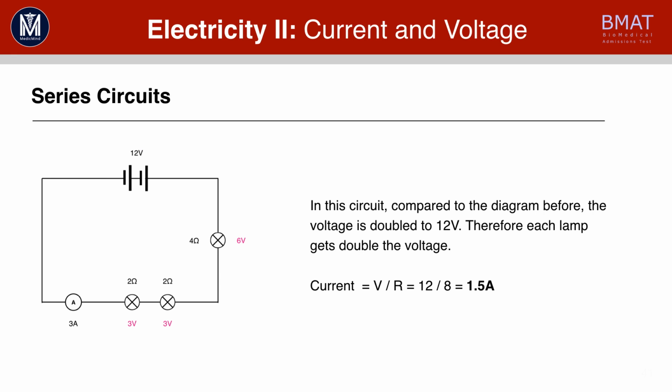And finally, in this circuit, an extra cell has been added. And as we explained before, the cell voltages can add up together. So there are two 6-volt cells which add up to a total cell voltage of 12 volts. Therefore, the current is now 12 divided by 8, which is 1.5 amps.